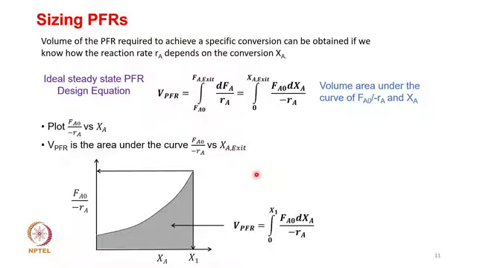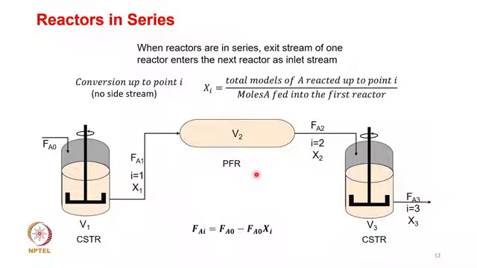So, network essentially means that there is more than one component and not any standalone reactor in the picture. Now let us look at the case where we have more than one reactor, and they are connected in series. That essentially means that one reactor's output goes to the next reactor's inlet, and so on and so forth. So, when reactors are in series, the exit stream of one reactor enters the next reactor as an inlet stream.